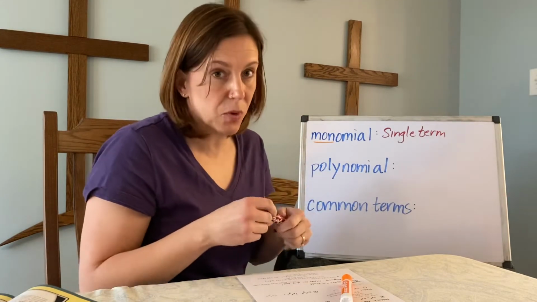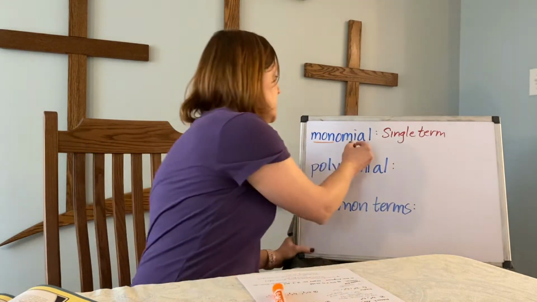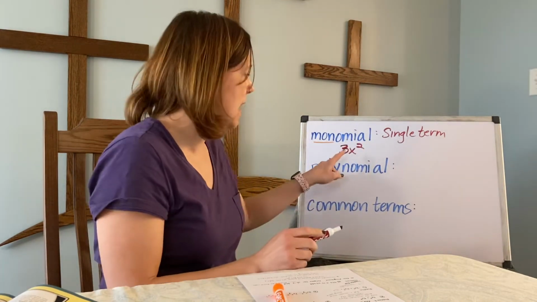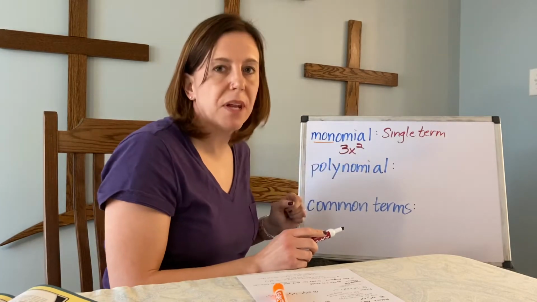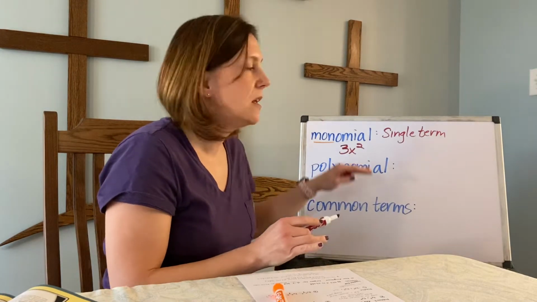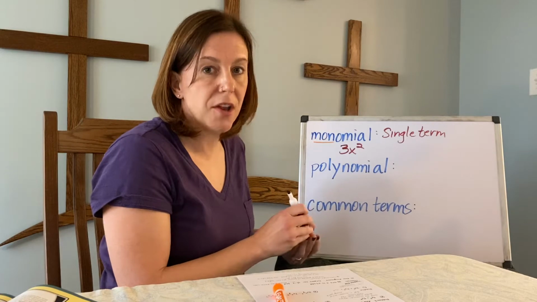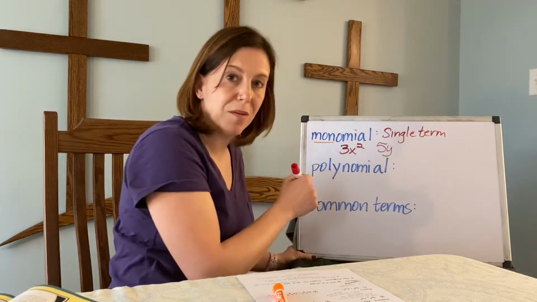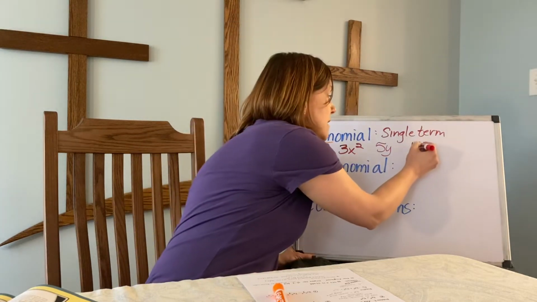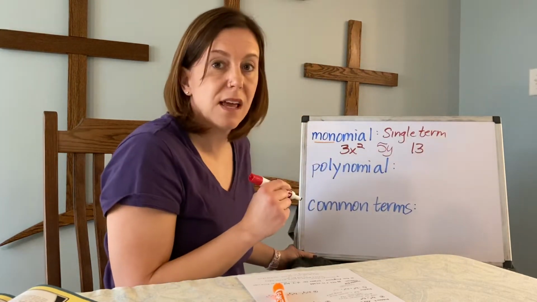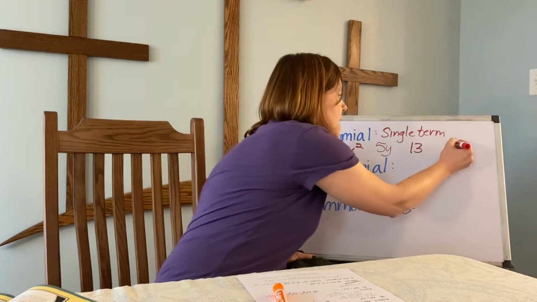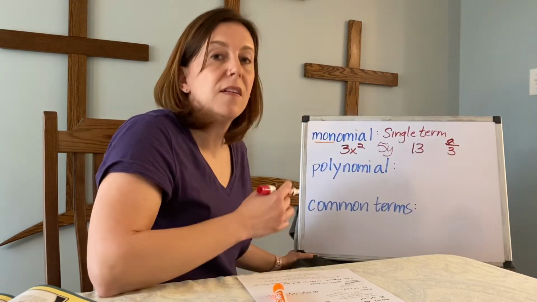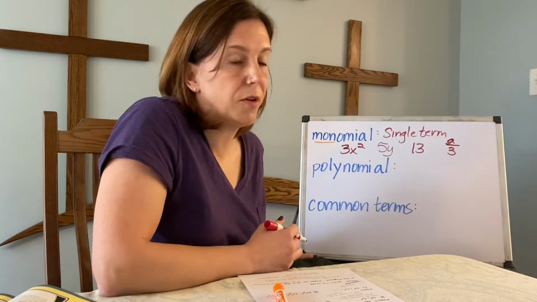Some examples of monomials would be 3x squared. We have multiplication and exponents happening, but no addition or subtraction. That is a perfect example of a monomial. Let me show you a few more. 5y would be a monomial. 13, the number 13, is a single term. Same with if we even wrote division as a over 3. That would qualify as a monomial.